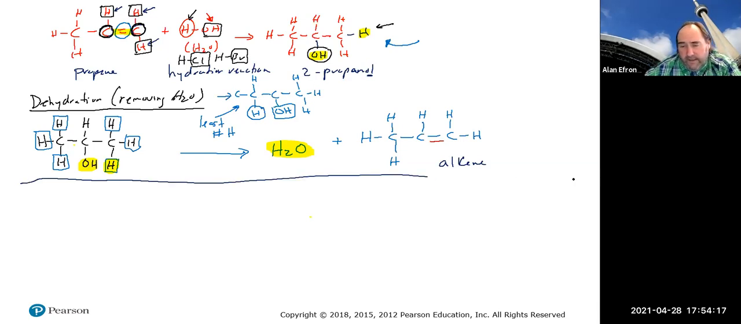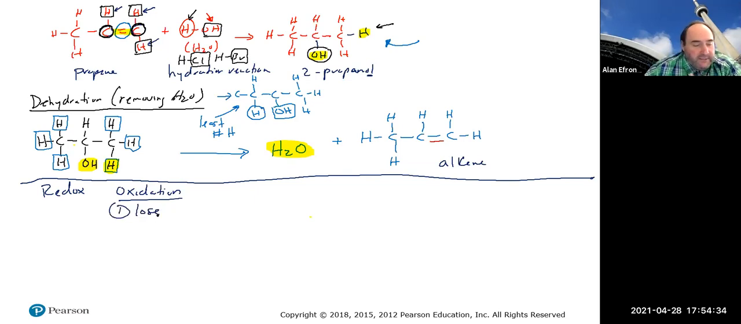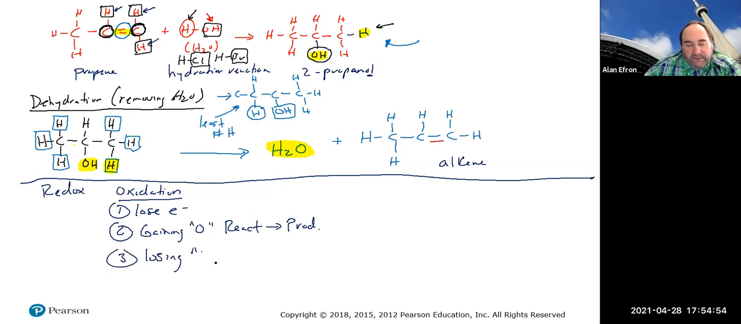Now, we also were talking about reactions involving alcohols, which are really reduction and oxidation reactions, or redox reactions. When we talk about oxidation, it implies three sort of definitions. One is losing electrons, which is typically what we think about in non-organic conditions. Two is gaining oxygen as you go from reactants to products. And three is losing hydrogen, or H2, as you go from reactants to products.